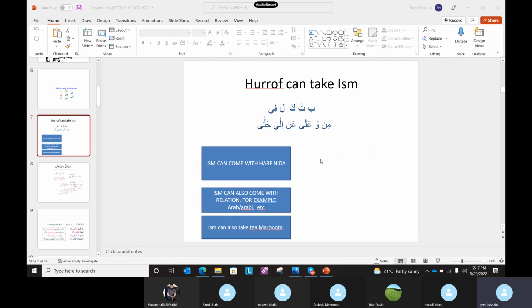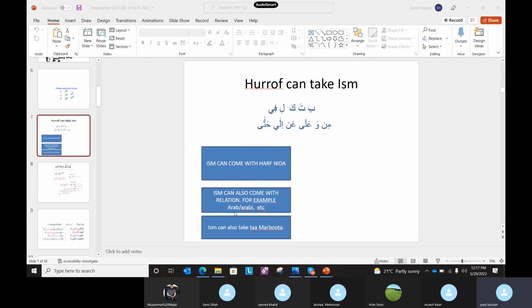For example, ya, let's say ya Muhammad, ya Muhammad. This is the kind of thing which ism comes with. Ya is basically the harf. This is called harf nida. Then ism can also come with relation.